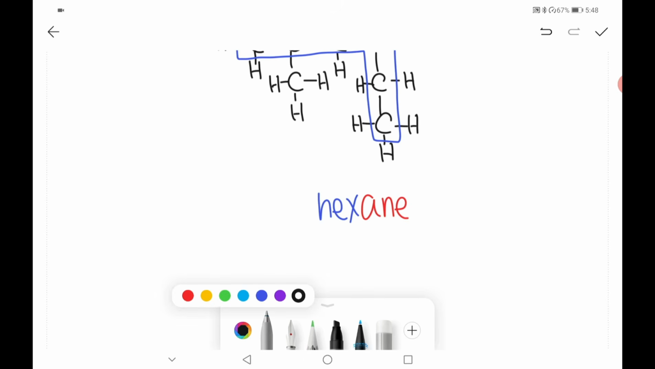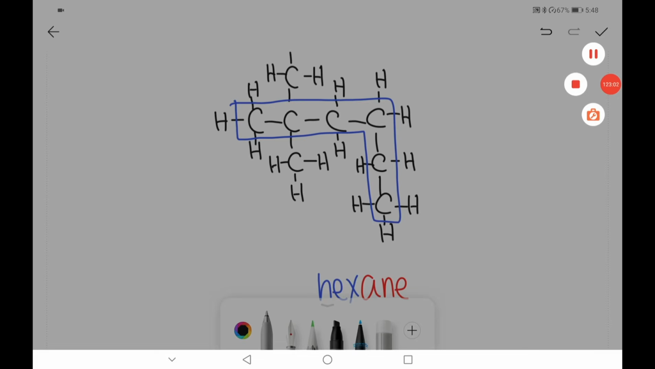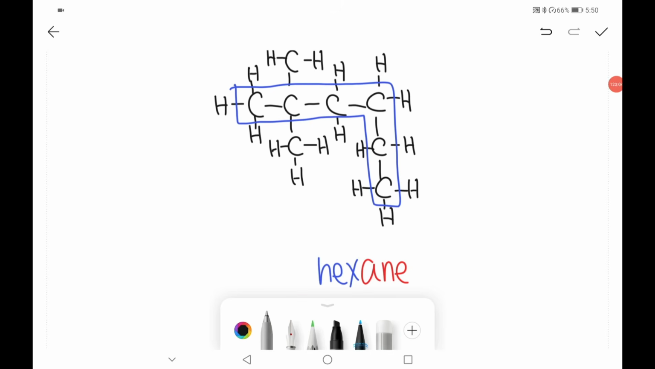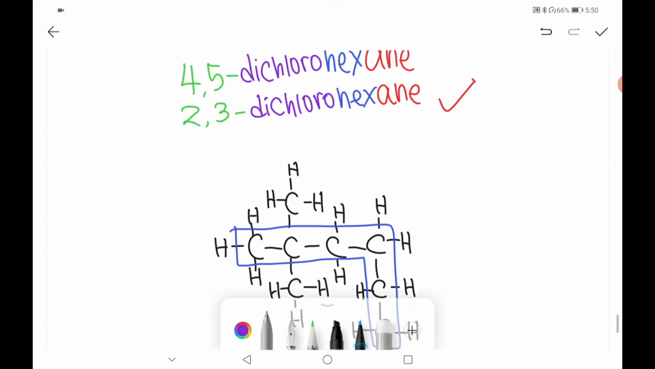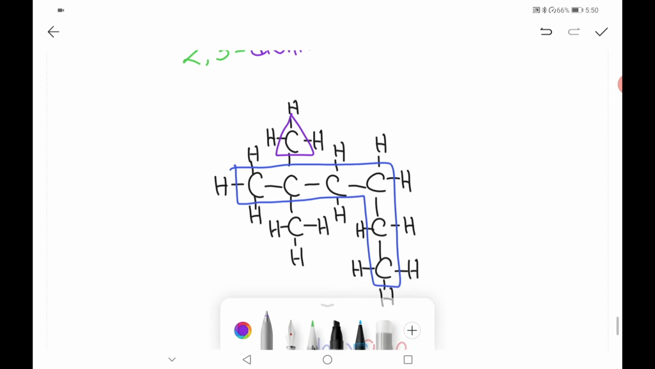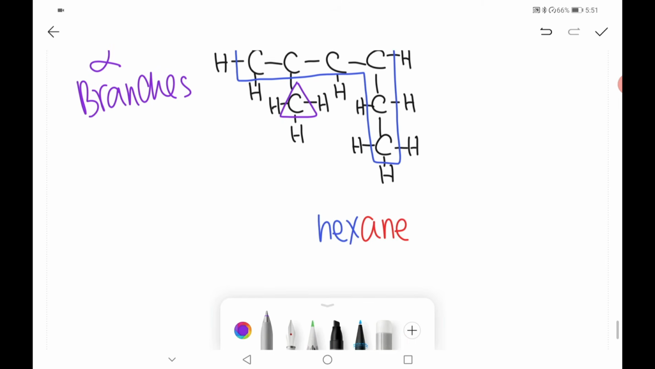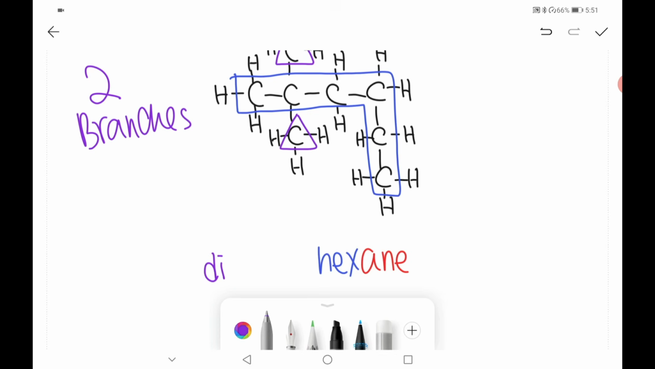Okay, so after we get the hexane, now we need to find the branch. Branch is anything not inside the backbone. So as you can see, this carbon is not in the backbone. This carbon also not in the backbone. So in this case, we have 2 branches. When we have 2 branches, we have to add the keyword. The keyword is called di.